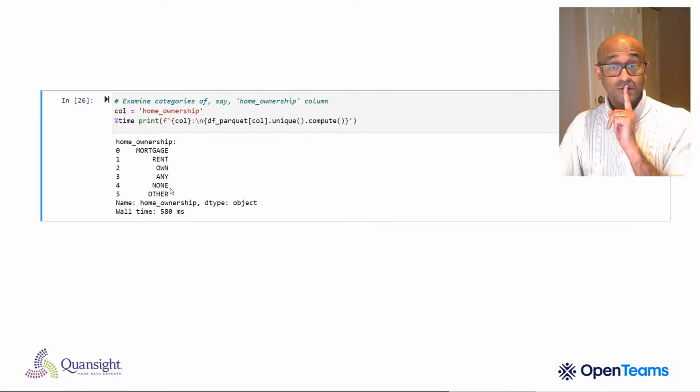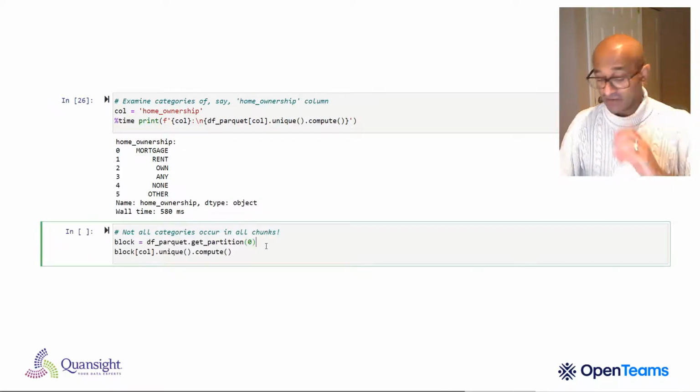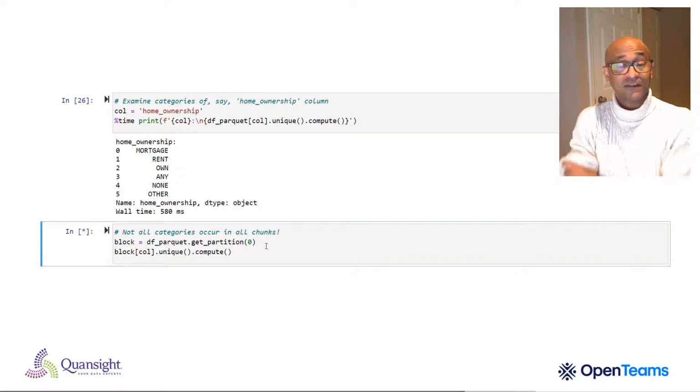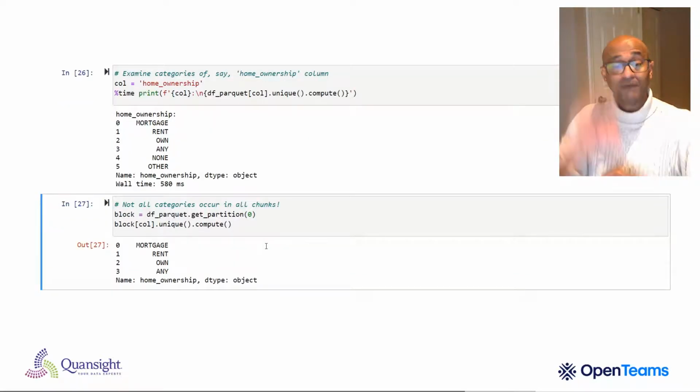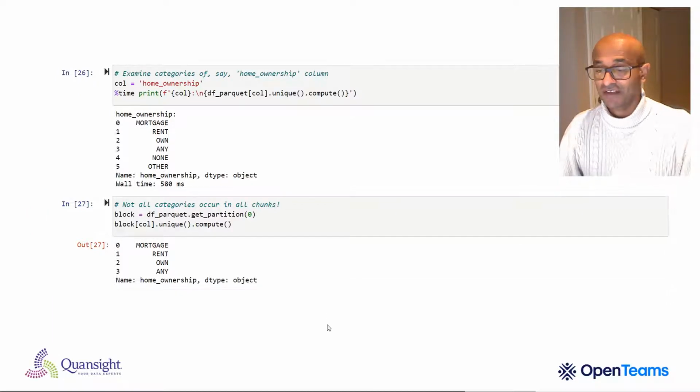Now notice though, if we had actually just looked at a particular sub-block, one of those chunks in our Pandas data frame, our Dask data frame consists of, remember, a collection of different Pandas data frames. In partition 0, we only have 4 of those different categories arising, not all 6. Right, so for home ownership, we have mortgage, rent, own, and any, but we don't have none and other, which maybe is a flaw of our encoding scheme, but we will see.